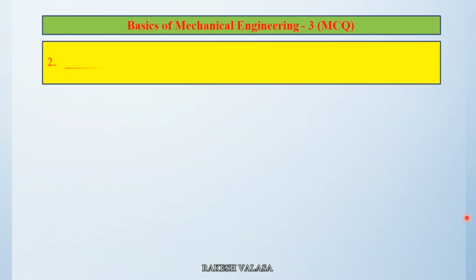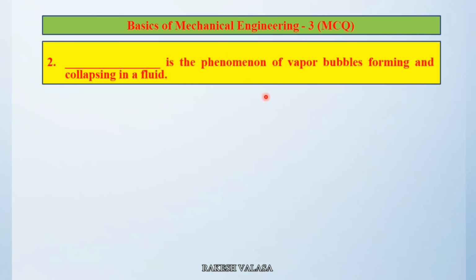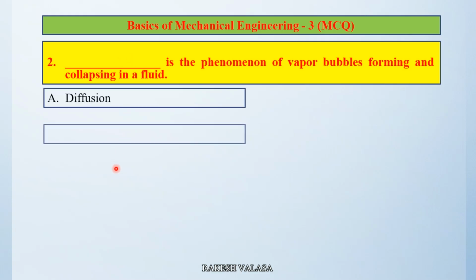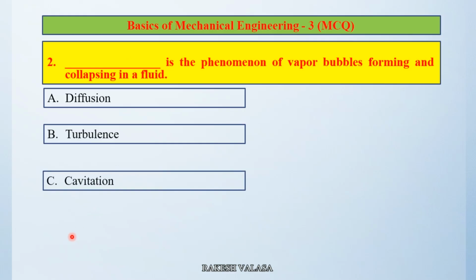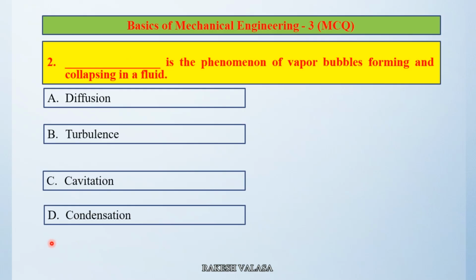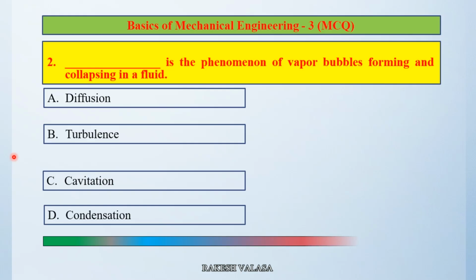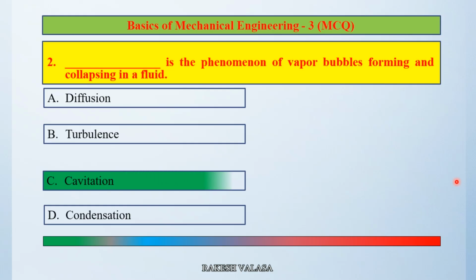Question number 2. Dash is the phenomenon of vapor bubbles forming and collapsing in a fluid. Option A diffusion, option B turbulence, option C cavitation, option D condensation. The correct answer is option C cavitation. Let us see the explanation.